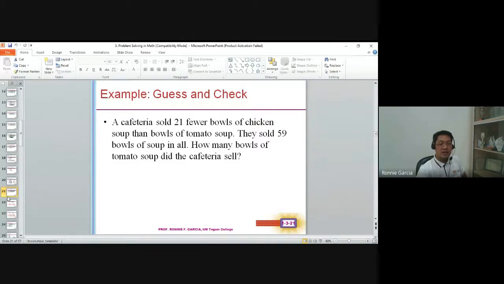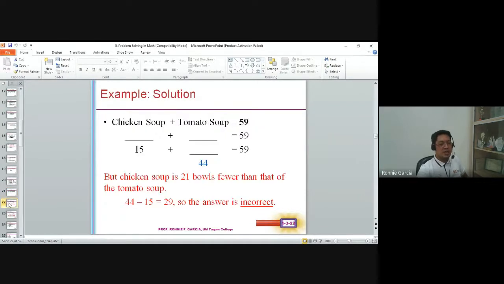Daghan na ka hatag answer diri no, pero among those answers isa ka ang tama. So you can actually try mag-combine kag duha ka buok number, dapat ang result kay 59. So pwede ka mag-combine chicken ug tomato, 15 ka chicken. So kung 15 ka chicken, pila ka tomato soup kay para 59 ang result. Pwede ka 44. So dapat mag-differ daw sila og 21. Mas gamay og 21 dapat ang chicken soup sa tomato soup. So kung mao ni mong combination 15 og 44, 44 minus 15 is 29. So dili man 21. So dili siya pwede.